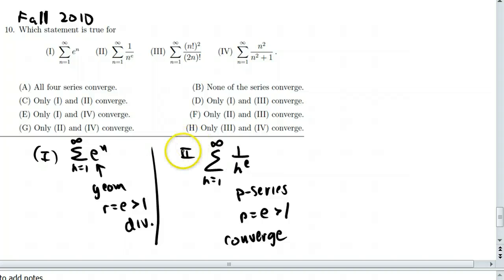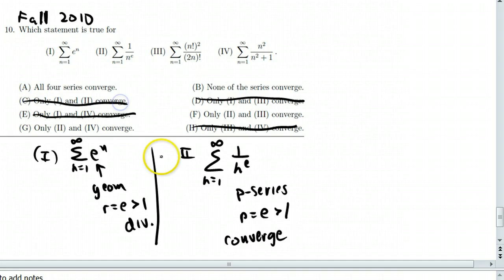Any answer that doesn't have 2 converging is a bad answer. Only 1 and 4, only 1 and 3, only 3 and 4. We already know that 1 diverges. Anything mentioning 1 is bad. We know that all 4 of them don't converge, and we know that there are some that do converge. So it's a question of what's going on with 3 and 4.